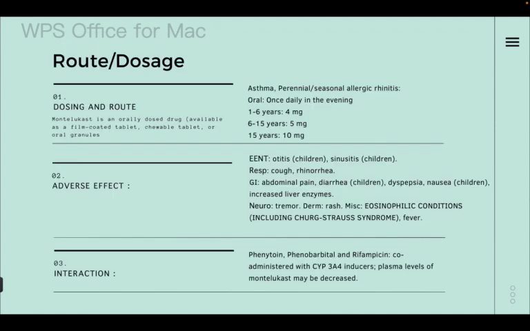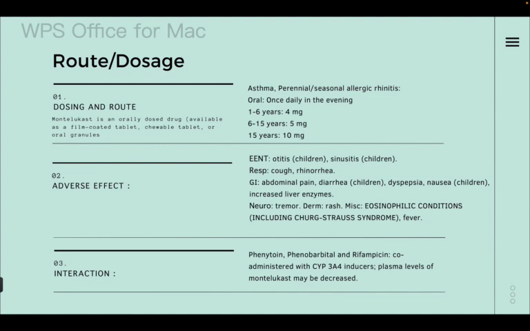Here we have the route, dosage, adverse effects, and interactions. Dose and route: Montelukast is an orally dosed drug available as a film-coated tablet, chewable tablet, or oral granules. For asthma and perennial or seasonal allergic rhinitis, it is given orally once daily in the evening. For 1 to 6 years old, 4 milligrams; 6 to 15 years old, 5 milligrams; and 15 years and older, 10 milligrams.